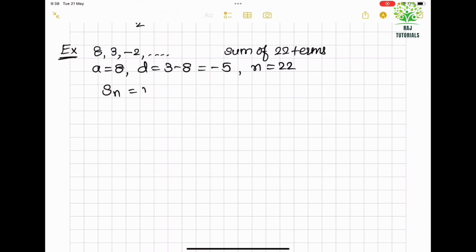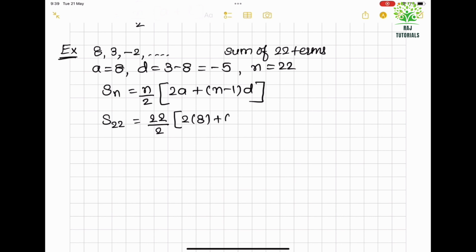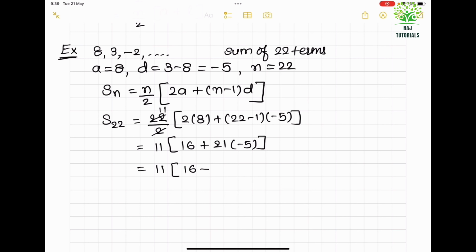So, Sn equal to n by 2 into 2a plus n minus 1 d. This is the general formula. Now here S22 will be 22 upon 2 into 2 into 8 plus 22 minus 1 into minus 5. So solving this one, 22 divided by 2 will be 11. So 11 into 16 plus 21 into minus 5 will be equal to 11 into 16 minus 105.